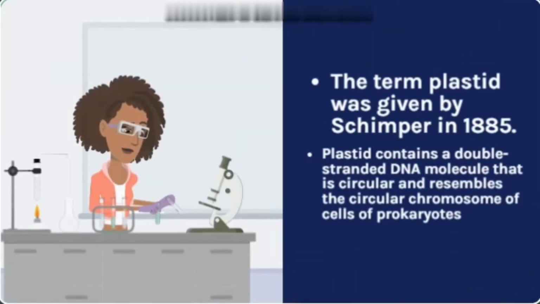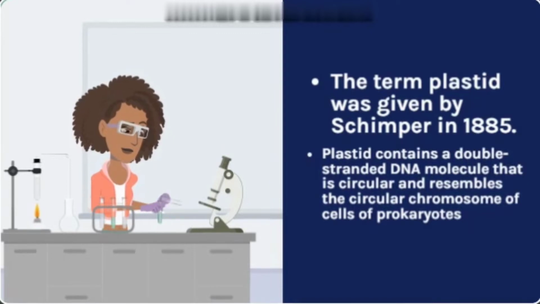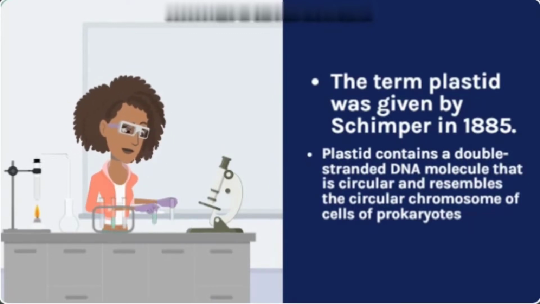The term plastid was given by Schimper in 1885. Plastid contains a double-stranded DNA molecule that is circular and resembles the circular chromosome of cells of prokaryotes.